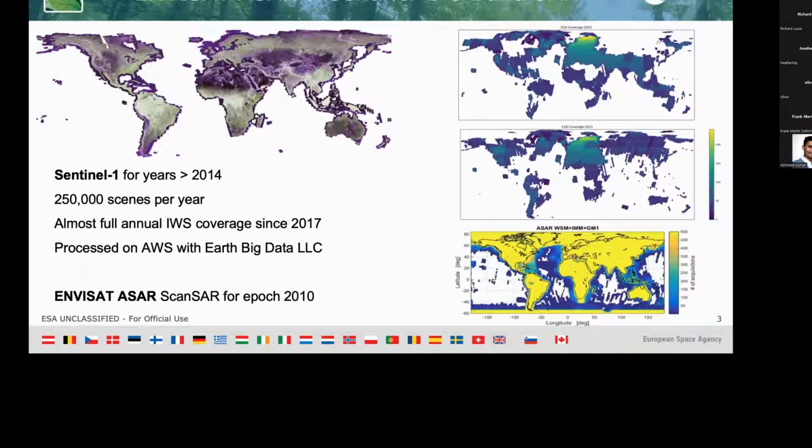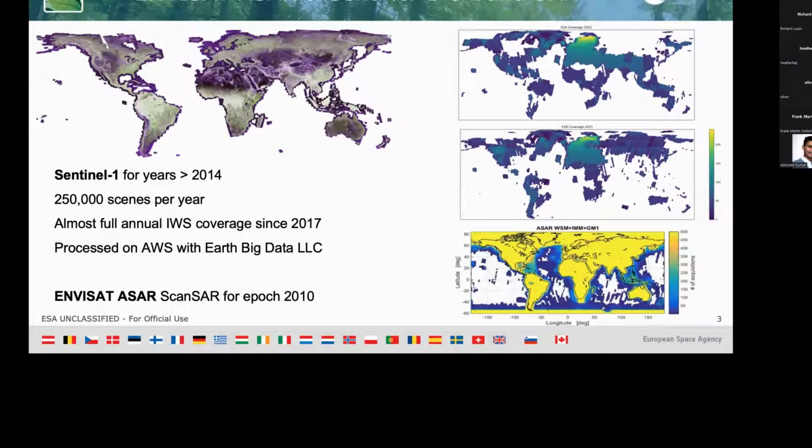One of the 2 main data sets we use for mapping is C-band backscatter data that has been acquired in the past by the ESA Envisat mission. In particular, in a mode that was called ScanSAR, there was a lot of multi-temporal data acquired, not entirely globally. There are some gaps, but for the epoch 2010, that's an important data set to work with.